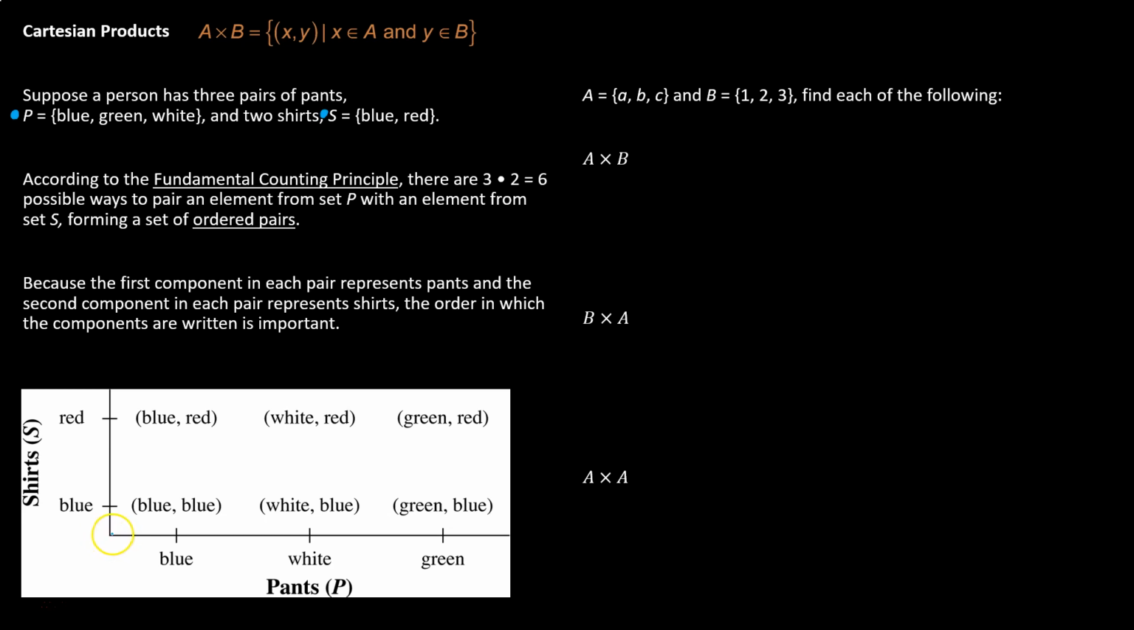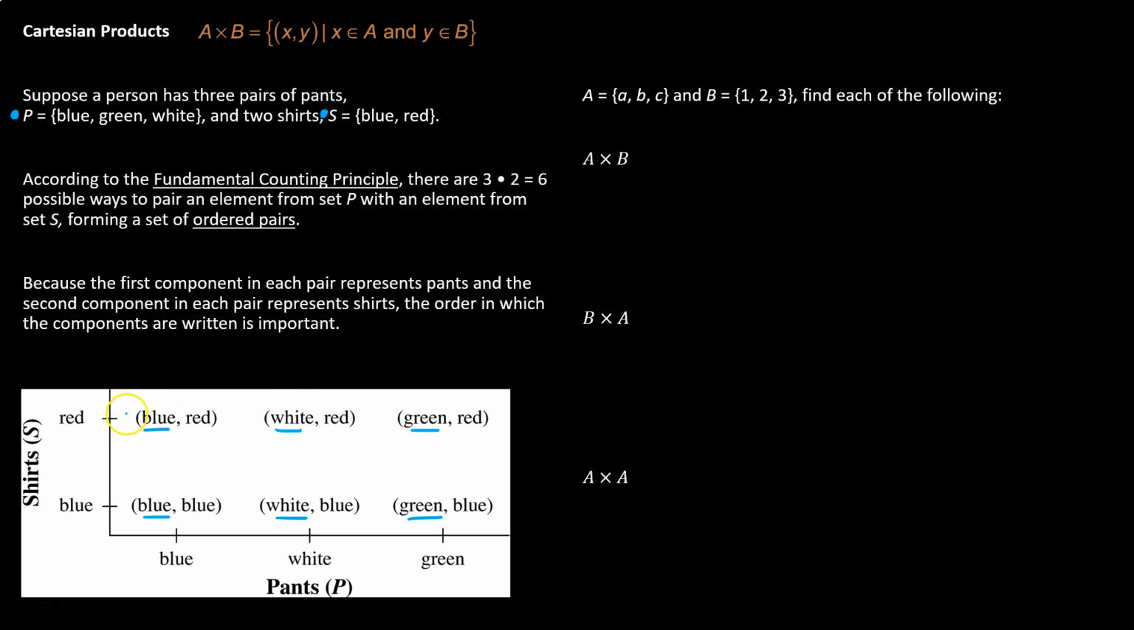But what is important is that if we are crossing, for example, P with S, if we want the Cartesian product of P with S, then the elements that came out of P need to show up first in the ordered pairs that we're generating. If instead it were S crossed with P, then all of the elements from S would need to show up first. So we would reverse the order in each one of these ordered pairs.